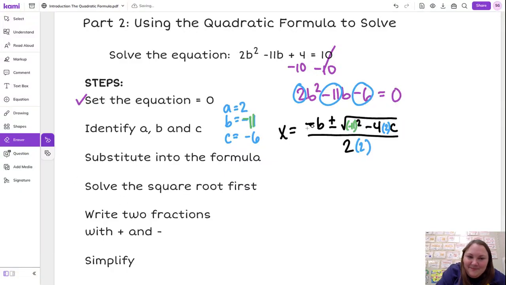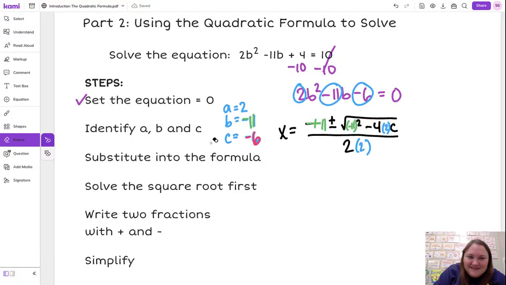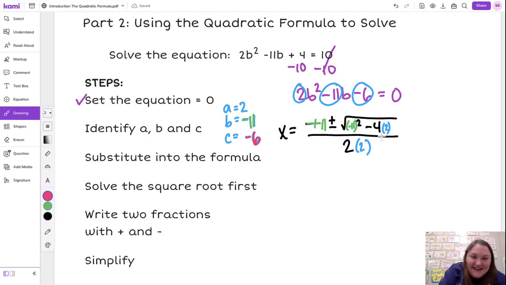And then here, because it's negative b, it should say negative 11. You can write that negative 11, or you can just say negative and negative makes positive. And then our c is the number negative 6. So for that last step, it's going to say 4 times 2 times negative 6.